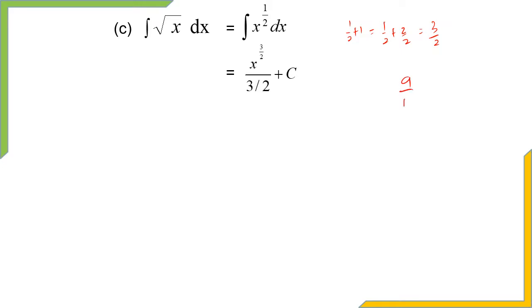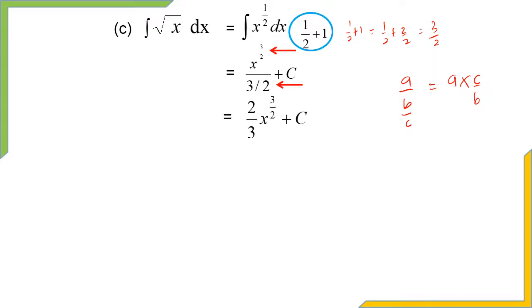So C. Integration of square root of x with respect to x. What is square root of x? By using the rule of indices, it's actually x to the power of 1/2. So applying the power rule, we get x to the power of 1/2 plus 1. 1/2 plus 1 is 1/2 plus 2/2, which is equal to 3/2. So x to the power of 3/2 divided by 3/2. If we have a over b over c, then it will be a multiplied by c over b. So it will be 2/3 of x to the power of 3/2, plus c.